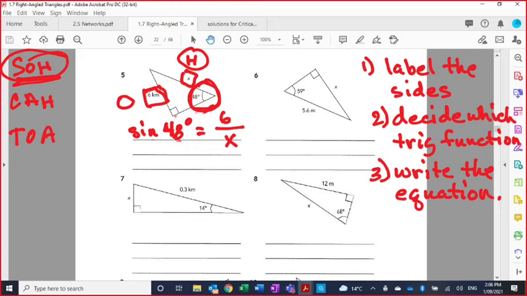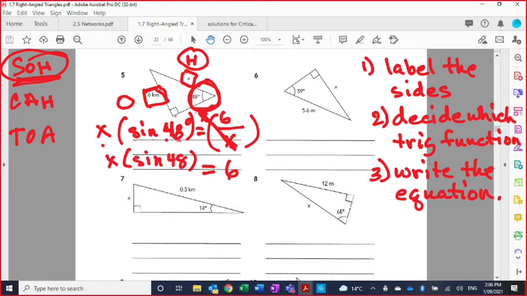So the first thing is I need to clear the fractions by getting rid of that x. To get rid of the x out of the denominator, I need to multiply both sides by x. Over here they'll divide away, which gives me 6. Over here I have x times the sine of 48.